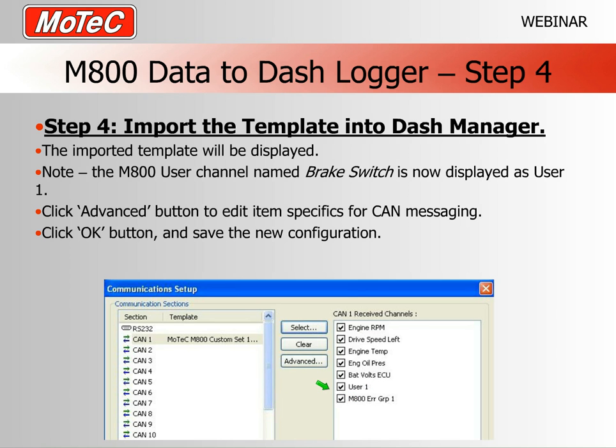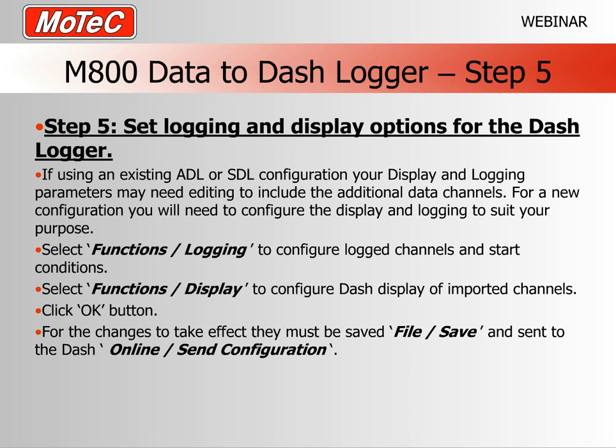And one thing I'd point out here is that in our M800, we had an item I think, which was a switch item, and what we've now got it as is user 1, because the M800 template doesn't export the actual name of that item, and it comes into the Dash Manager simply as user 1, which was the slot that it was allocated to in the M800. So that's a slight limitation of how this template system works, but it's a fairly minor concern, and it still allows you to rapidly import data. Okay, so we would click on the OK button below that, and that would save this configuration.